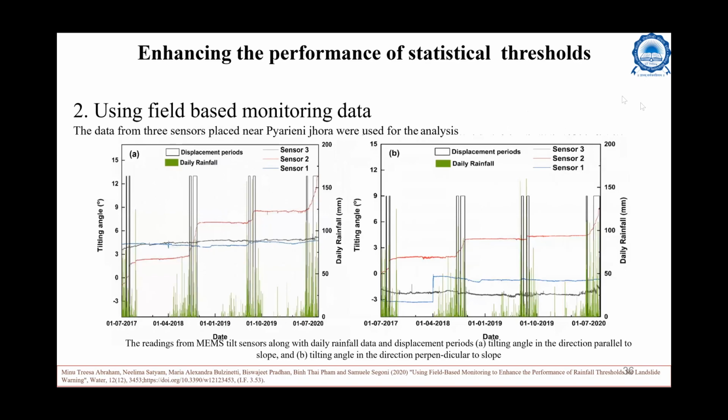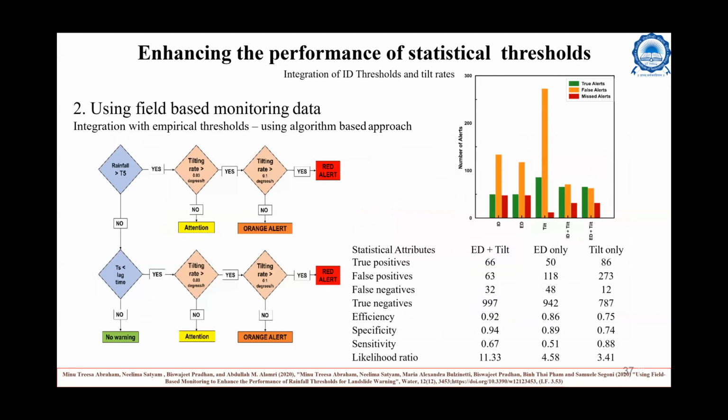And I can also say that I think this is the first time published work on real-time monitoring in the country for landslides. Maybe people are doing it, but I could not see any publication out of that. So this is the data from the sensors at Piriti Jora, at sensor 2, for the analysis, where we are trying to see the displacement period and how we correlated that with the rainfall and different rainfall parameters. And then in the second part, as I said, we tried to integrate the monitoring data with the algorithm-based models.